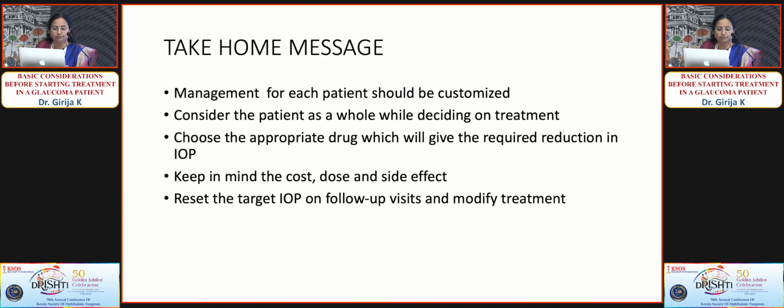So management for each patient should be customized, and consider the patient as a whole, not the IOP alone, while deciding on treatment, and choose the appropriate drug. Keep in mind the cost, dose, and the side effects, and reset the target IOP on follow-up visits.